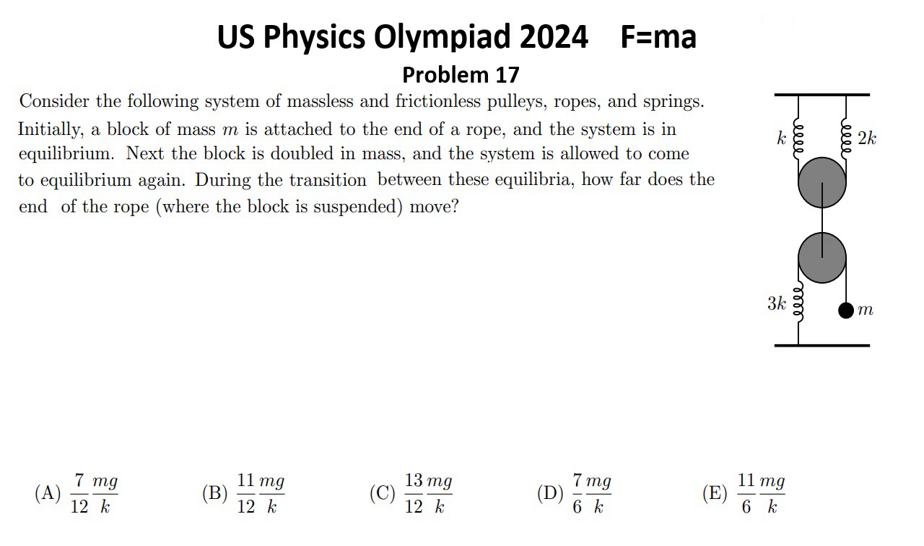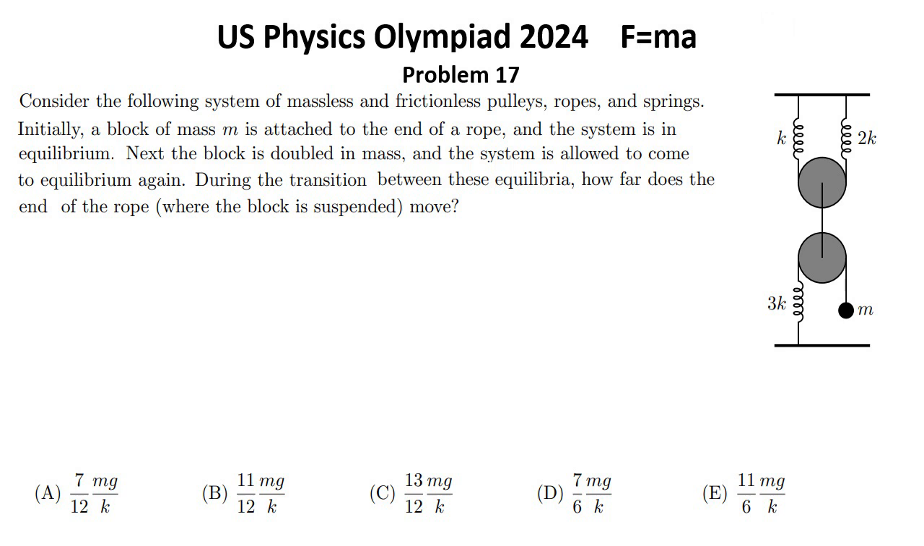Problem number 17. Consider the following system of massless and frictionless pulleys, ropes, and springs. Initially, a block of mass m is attached to the end of a rope, and the system is in equilibrium. Next, the block is doubled in mass, and the system is allowed to come to equilibrium again. During the transition between these equilibria, how far does the end of the rope, where the block is suspended, move?